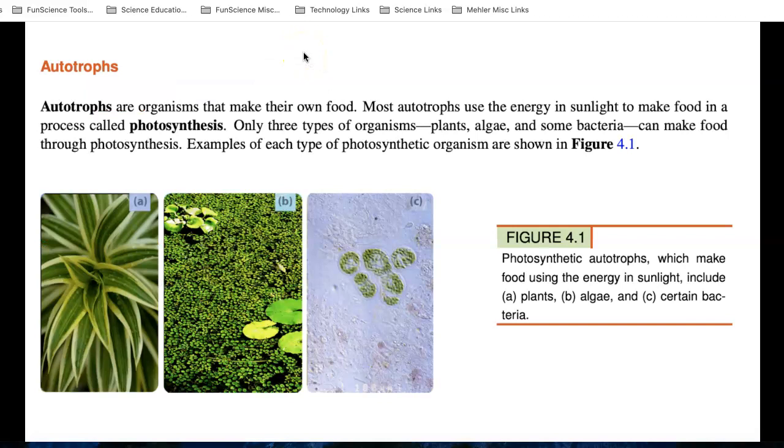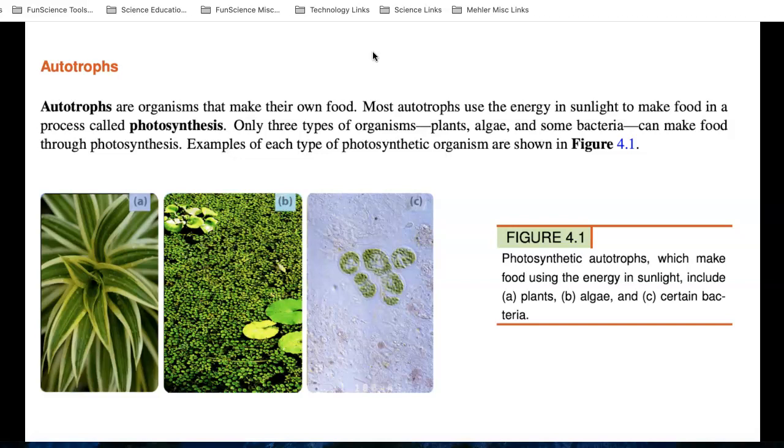Virtually all life on our planet gets its energy from organisms which are called autotrophs. Sometimes you'll hear these also referred to as producers because they produce energy. So autotrophs are organisms that make their own food. And the way they do this is a process called photosynthesis, and that's what we're going to talk about in this section.